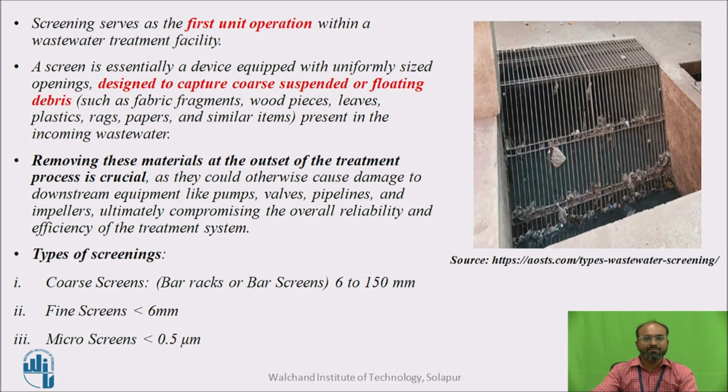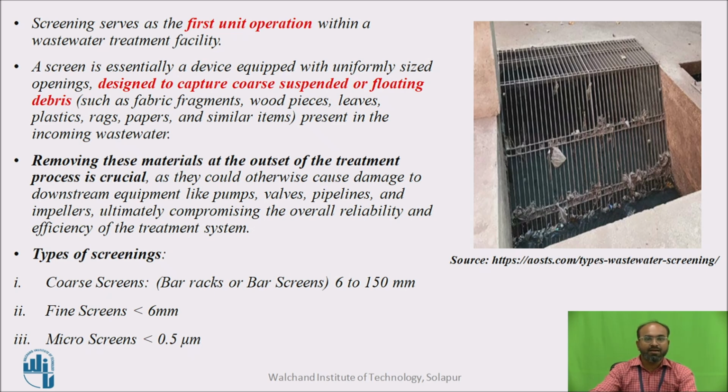Now, let us have a brief discussion about what bar screens are. Screening serves as the first unit operation within a wastewater treatment facility, or wastewater treatment plant. It is an essential device equipped with uniformly sized openings designed to capture coarse suspended particles, floating materials, or debris present in the incoming wastewater. It can be different types of fragments: wood pieces, leaves, plastics, even rags, papers, and similar items which are floating in nature. So we have to remove these floating materials.